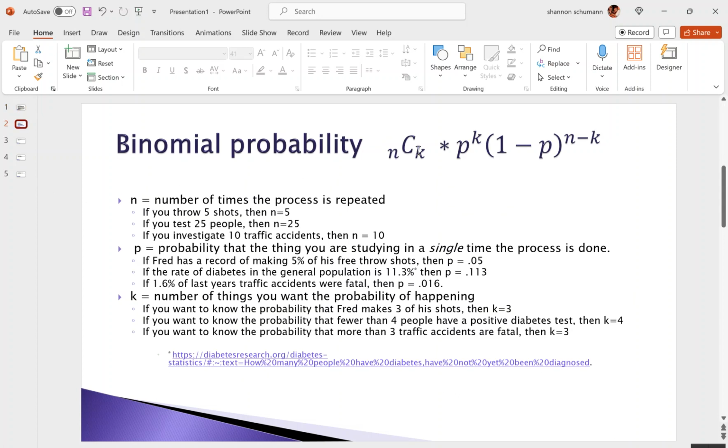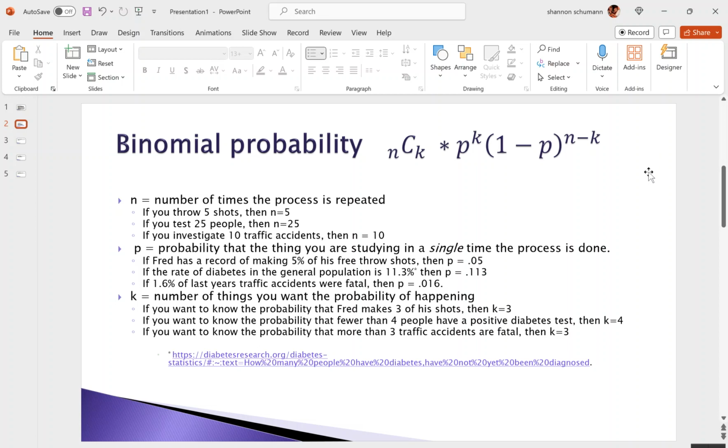Let's look at the parameters. Here's the formula for binomial probabilities, but I'm going to show you how to use Excel to calculate this for you. The n in this formula is the number of trials, the number of times something is repeated. So for Fred, in throwing his basketball shots, that would be 5, how many he actually throws, not how many he makes or how many he doesn't make. For the diabetes example, if you test 25 people, that's the n. If you look at 10 traffic accidents, then that is the n, the 10 traffic accidents you look at.